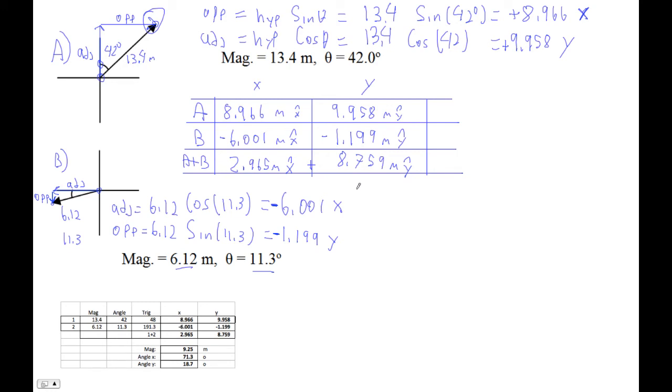But that's not what it asks us to do, right? What we need to do is we need to write this as an angle magnitude vector. So to do that, we just have to draw a picture of it. And that's what that little plus thing is for. You're supposed to draw it on there. If you can't, that's fine, right?